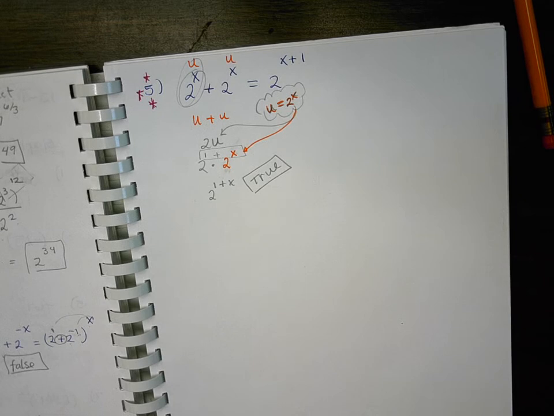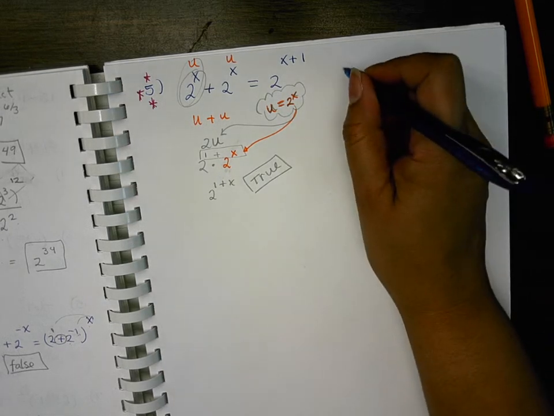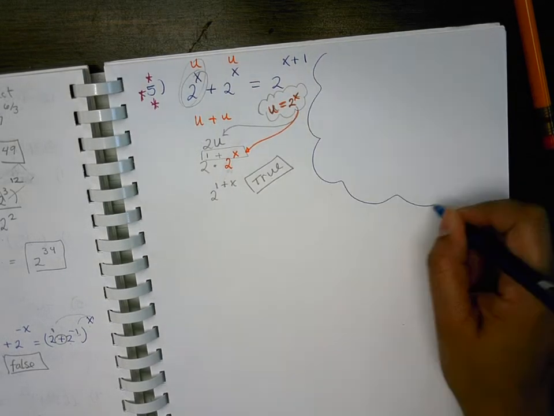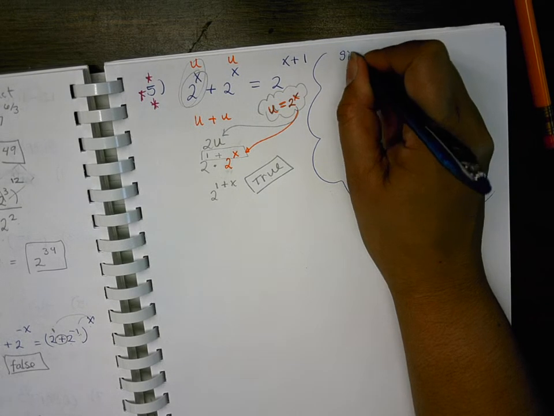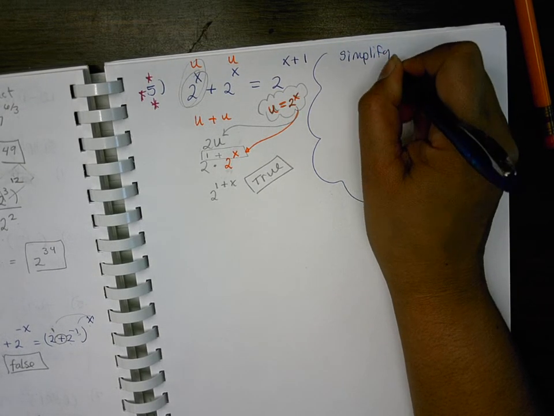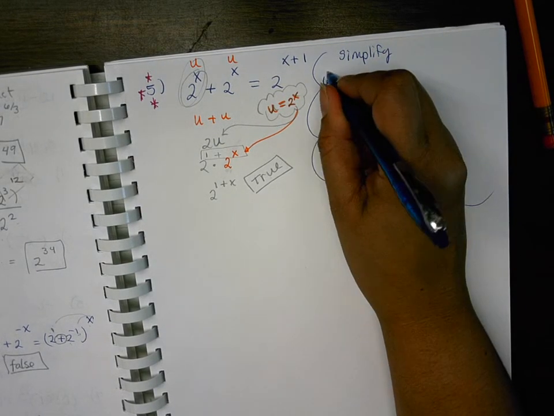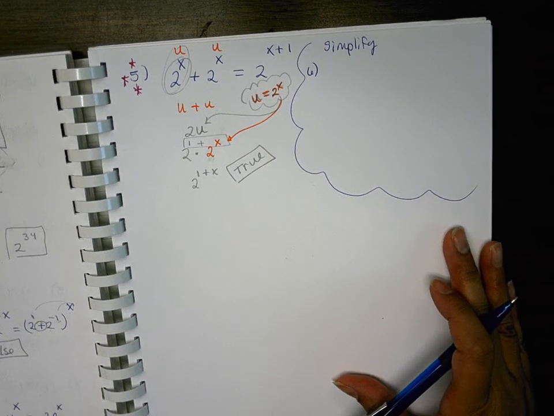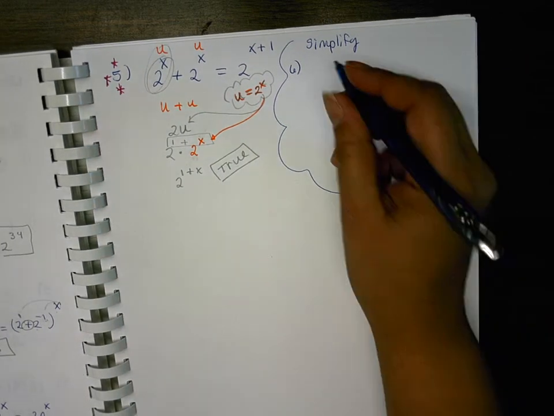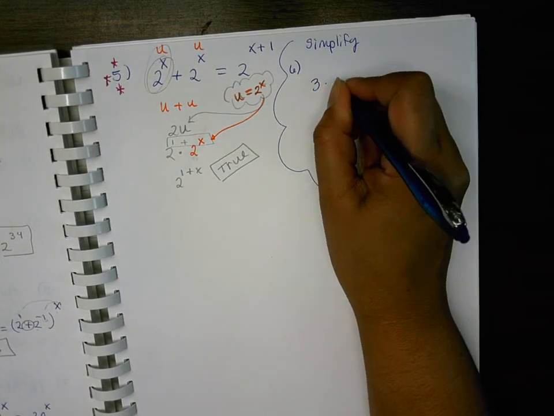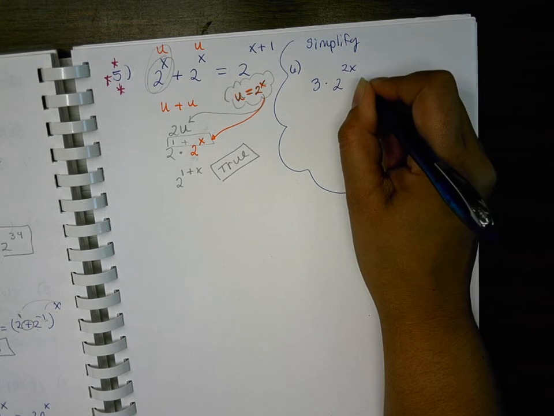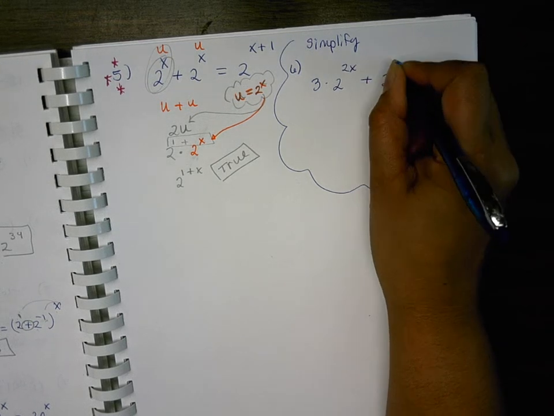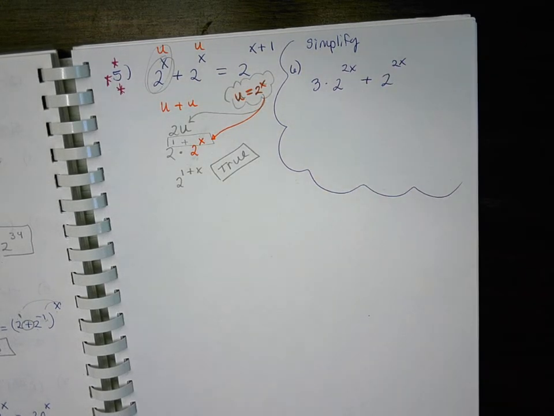Let me show you one. This will be what you're going to see come test day. Simplify. We'll call this number 6, but I put in a test bubble because it's not true false. All right, are you ready? 3 times 2 to the 2x plus 2 to the 2x. That's what you're going to see, and I'm going to ask you to simplify.